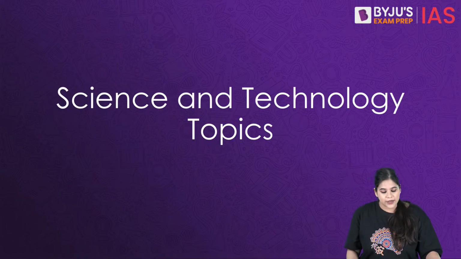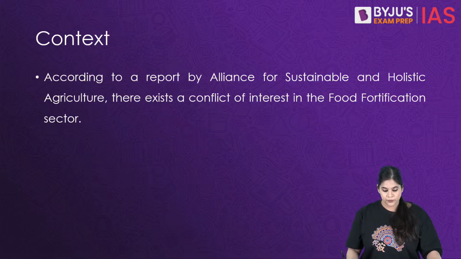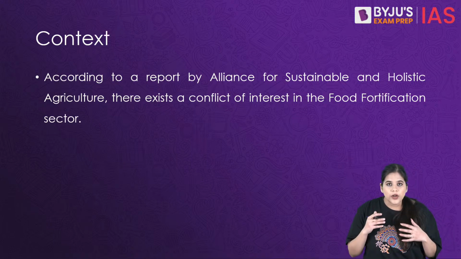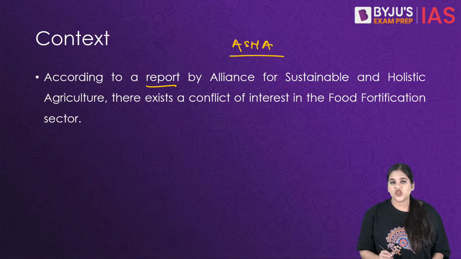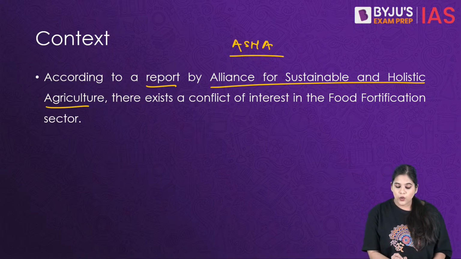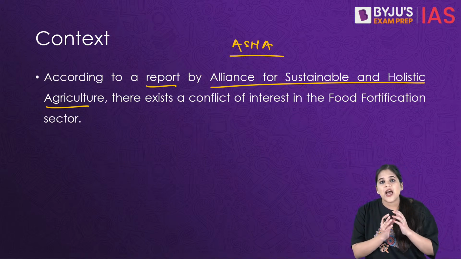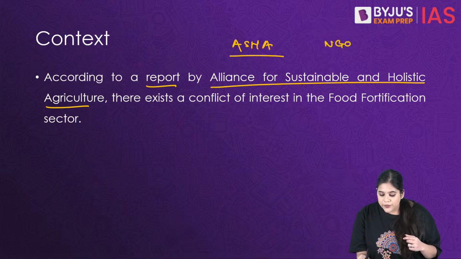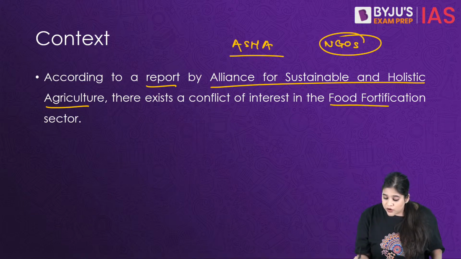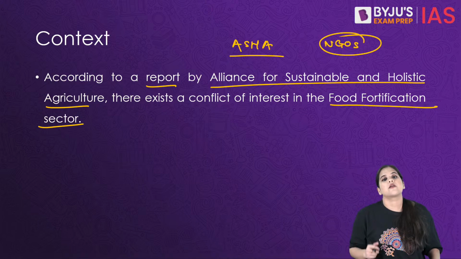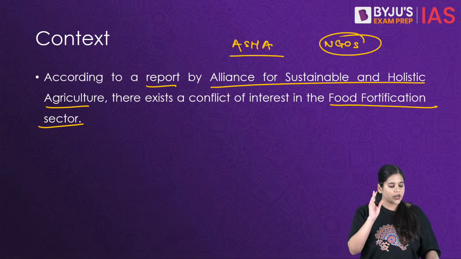Now we come to the science and technology topics. The first topic is related to food fortification. According to a report by ASHA, Alliance for Sustainable and Holistic Agriculture, which is a group of various researchers, intellectuals and NGOs, there exists a conflict of interest in the food fortification sector of the country. So what is this conflict of interest and what is food fortification? Let us take a look at it.